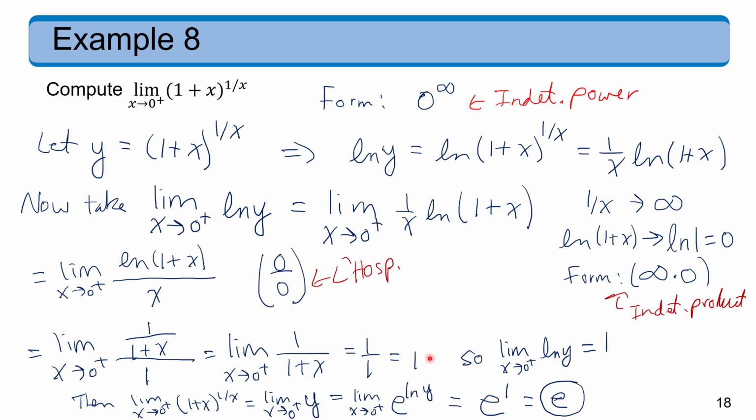But then we realized we're not done, because this is the limit of natural log y. We need to find the limit of y, right? Because limit of y is the limit we were asked to find. And then here's the other trick. Rewrite y as e to the power natural log y. Now we can take the limit because we know the exponent is approaching, in this case, 1. So we just use direct substitution, replace that exponent with 1, and then we've arrived at our final answer.